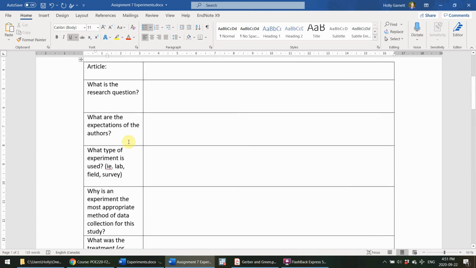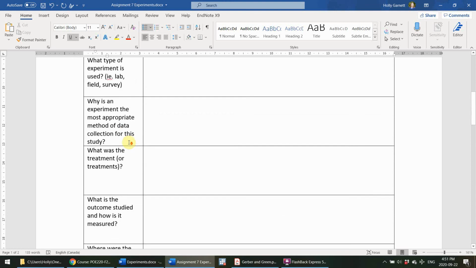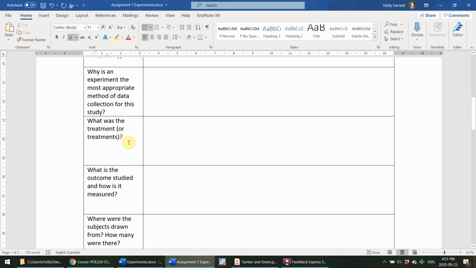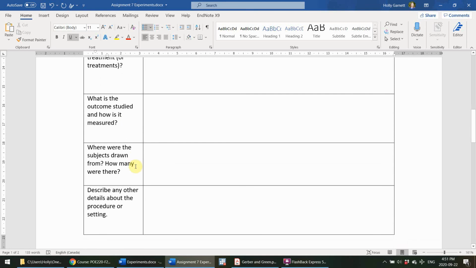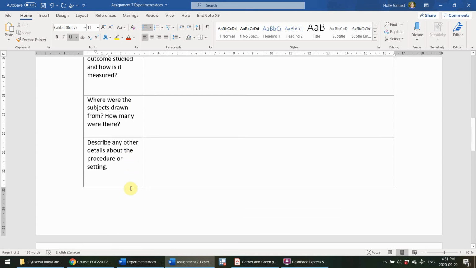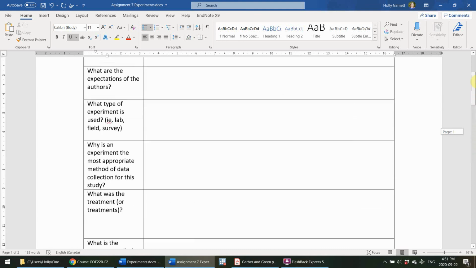So what is the research question? What are the expectations of the author? What type of experiment is it? Why is it the most appropriate method? What was the treatment or treatments? How is the outcome measured? Where were the subjects drawn from? And describe any other details about the procedure and setting. And then what are the results?